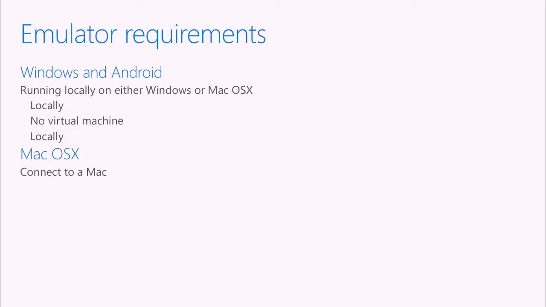Now, in order to use an emulator for Windows and Android, you can run those locally on either Windows or Mac OS X with, again, the one catch there being, if you are going to do Mac OS X, you need to be doing Visual Studio and Parallels. Now, you'll notice the requirement. Not a virtual machine, has to be running locally.